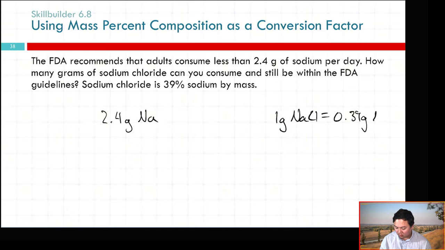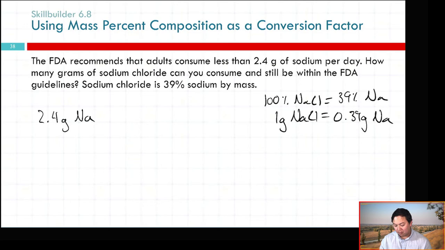And that makes it a conversion factor. 1 gram of sodium chloride is equal to 0.39 grams of sodium, because 100% sodium chloride is equal to 39% sodium. So you can just multiply by 1 gram, and if 1 gram is 100%, then 0.39 grams is 39%.